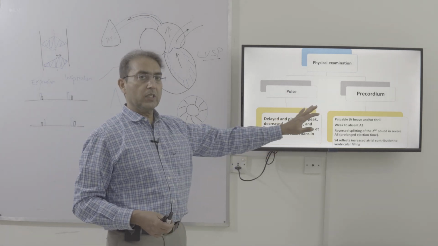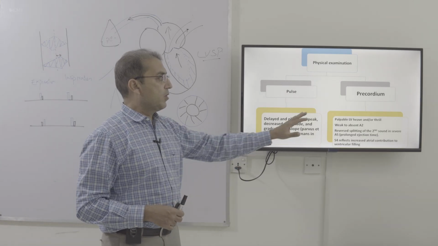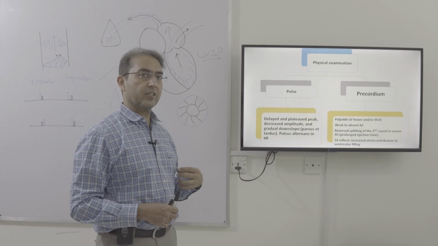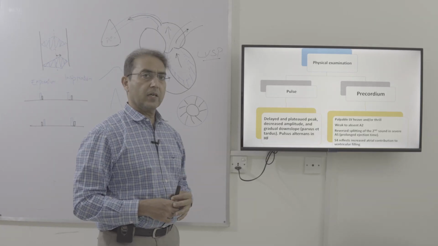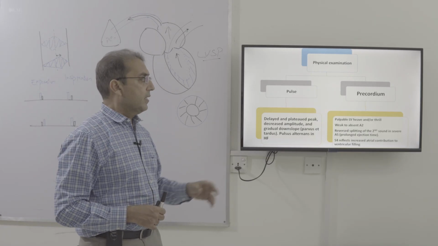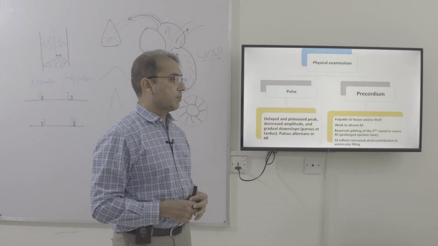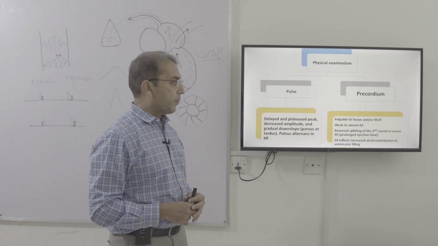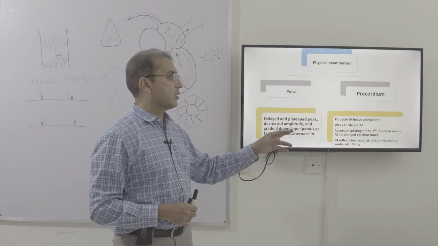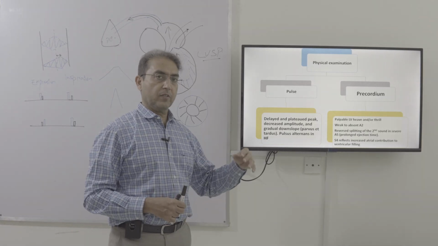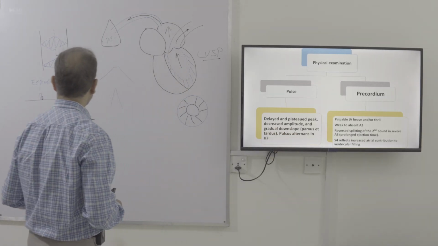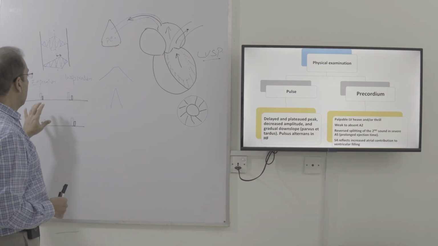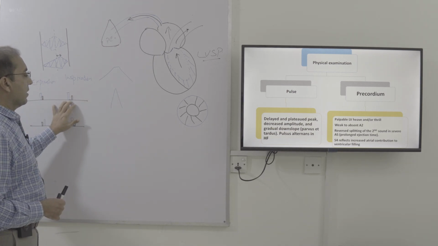And then we come to the examination of the precordium. The precordium may show a palpable left ventricular heave. There is a sustained left ventricular heave, and sometimes there may be a systolic thrill as well. The second heart sound, the aortic component, is weak or it may be absent. And then there is a reverse splitting of the second heart sound in severe aortic stenosis because of the prolonged ejection time. Now we see this is the normal heart sound. This is the first heart sound and this is the second heart sound.